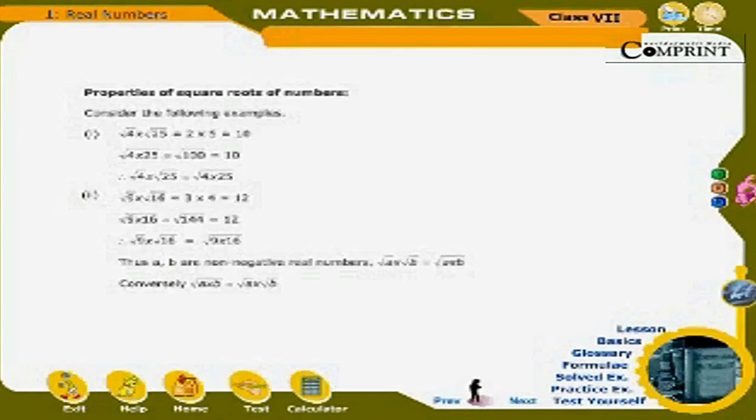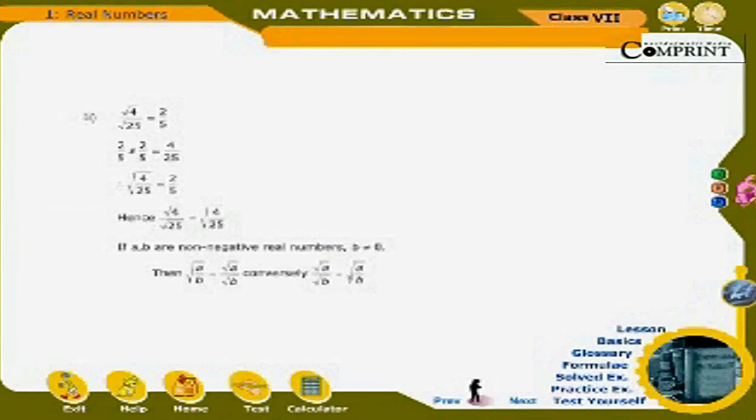Second, √9 × √16 = 3 × 4 = 12. √(9 × 16) = √144 = 12. Therefore, √9 × √16 = √(9 × 16). Thus, if a, b are non-negative real numbers, √a × √b = √(ab). Conversely, √(ab) = √a × √b.